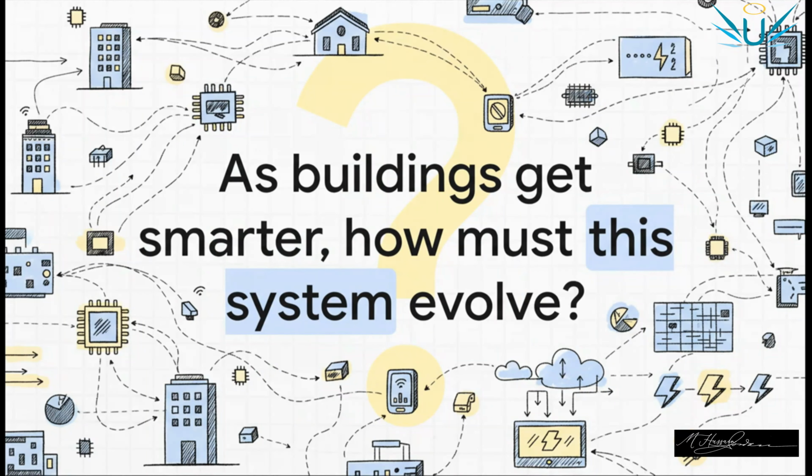So there you have it. This complex but really elegant digital postal service is what makes our buildings tick. It's the invisible nervous system running everything behind the scenes. But it makes you think, right? As our buildings get way, way smarter, we're talking AI, grid interactivity, millions and millions more devices, how is this fundamental addressing system going to have to change and grow to handle the future?